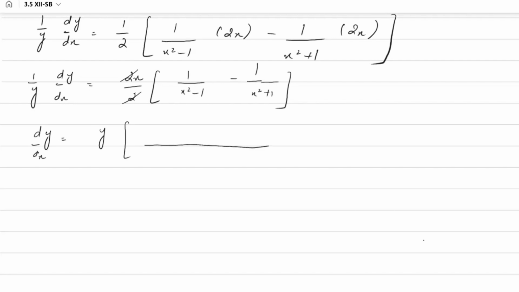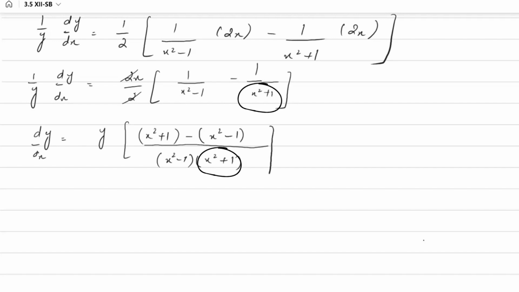And we can take LCM of this. It would be x square minus 1 into x square plus 1. x square minus 1 and x square minus 1 is cancelled. So remaining is 1 multiplied with x square plus 1. Fine. Minus x square minus 1, x square plus 1 and x square plus 1 are cancelled. Remaining 1 will be multiplied with x square minus 1.